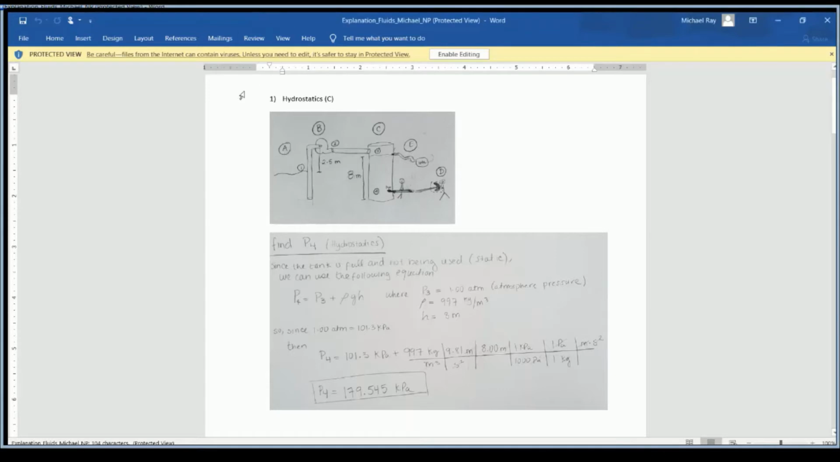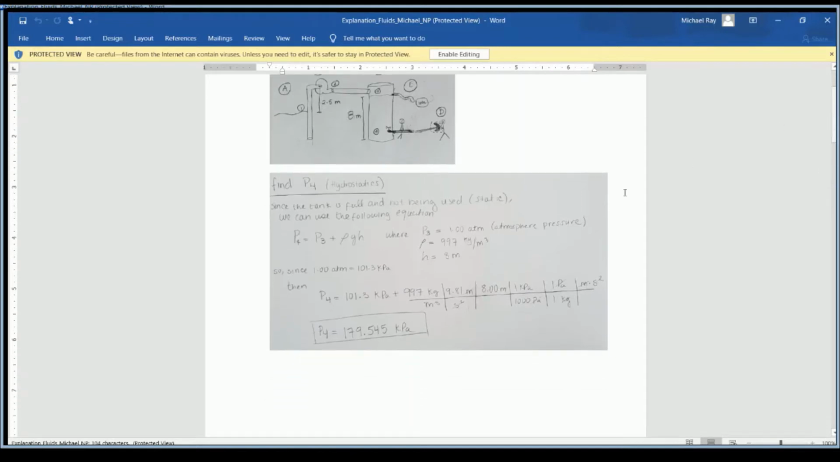So for this first problem, what we're trying to do is find the pressure at the bottom of this tank. For this one, all we need to do is find the density of our fluid. We need the pressure that's given at the top of the tank. We need gravity, and we need the height of the fluid, and that should get us our hydrostatic pressure at the bottom of the tank.